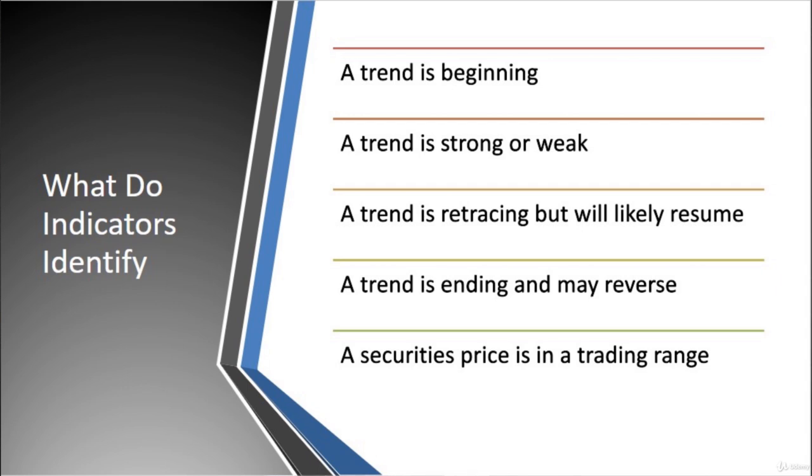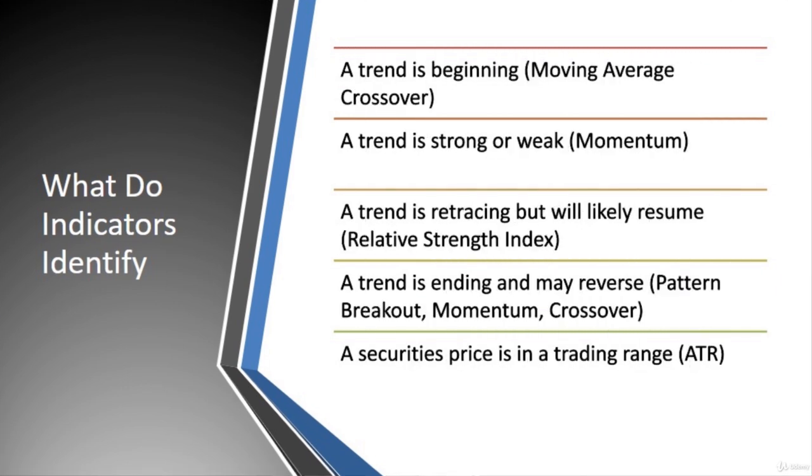And we'll apply concepts like these different indicators. For identifying beginnings of trends, we might use a moving average crossover; momentum for strength of the trend; relative strength index for looking at whether it is going to retrace but then likely resume the trend. How can we identify that? We could use the RSI, or relative strength index. We can use multiple types of indicators for things like, is a trend ending and may reverse? Well, we've got patterns and breakouts and momentums and crossovers, and what's the trading range? Those are things we can use too, like Bollinger Bands or ATR, average true range. So as you can see, we've got different ways that we can use these different indicators to help us decide what we want to do.